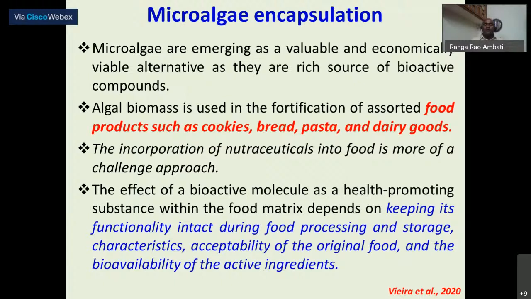When using biomolecules in health food applications, we look into their function, the intake during food processing and storage, the characteristics, the accessibility of the original food, and the bioavailability of the particular metabolites or active ingredients. We look into this when we use a microencapsulation system. Next slide, please.